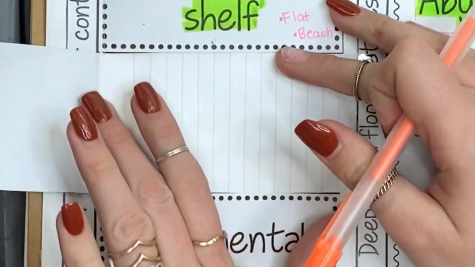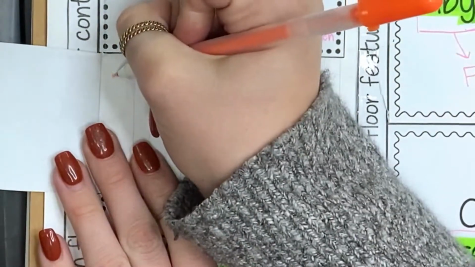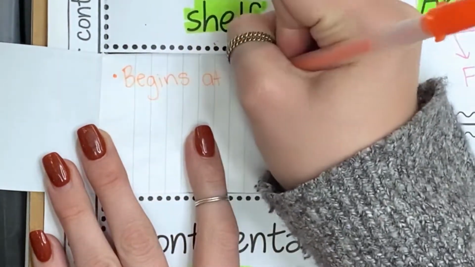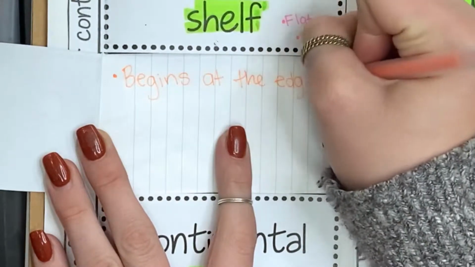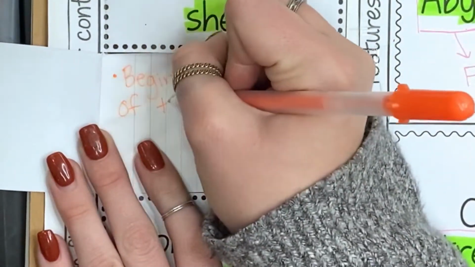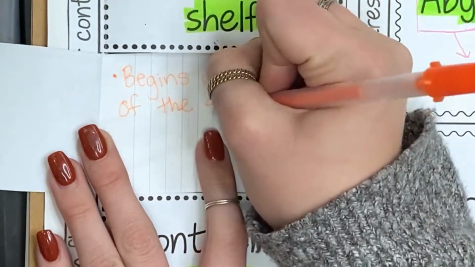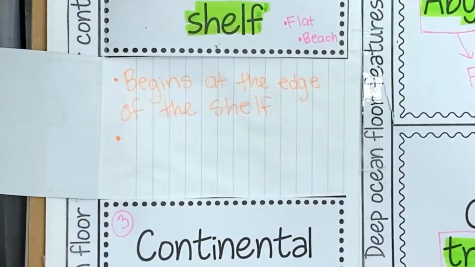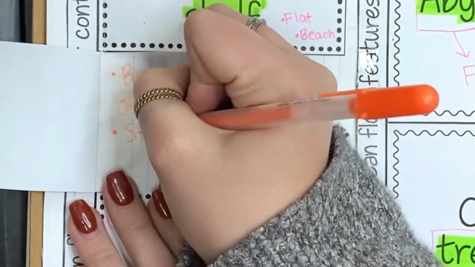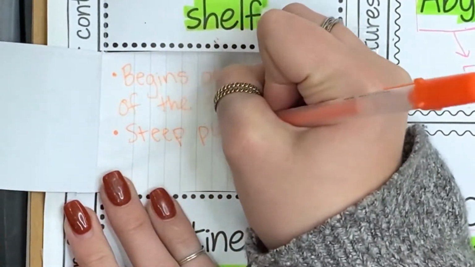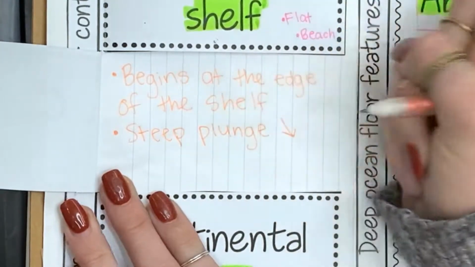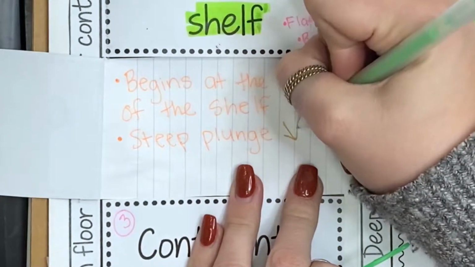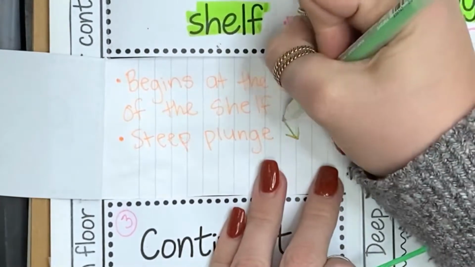Okay, the continental slope. It begins at the edge of the shelf. It is a steep plunge. And I draw a little arrow here to help my brain remember that steep plunge is just a very sharp drop off.